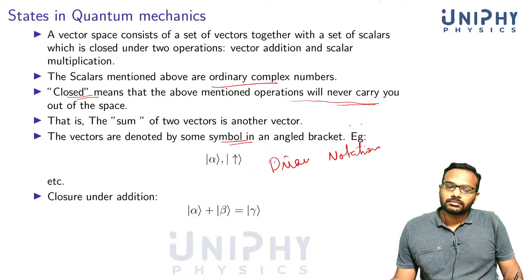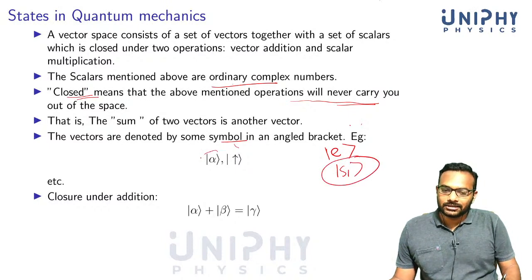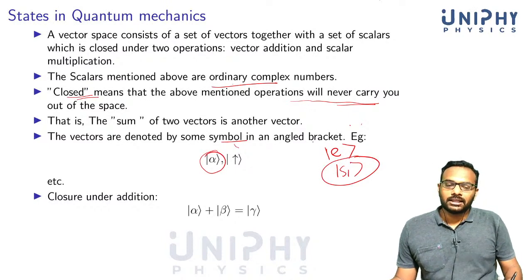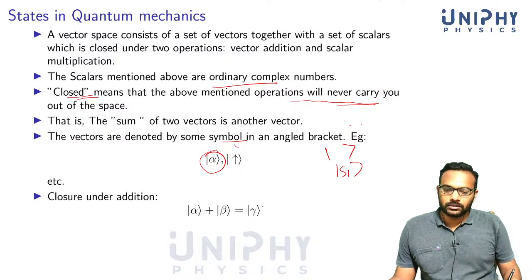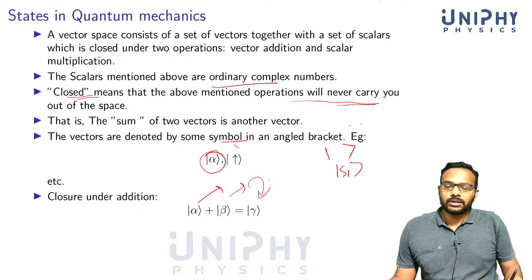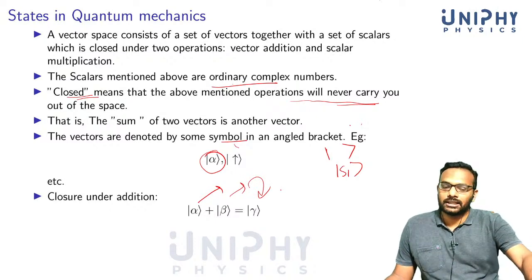Now you will see that it's not surprising. It's not a coincidence that we chose to write the state of the electron like this. Electron in slit 1, we wrote it like this. This was the notation for a vector, and there's a reason why we used the same notation, which you will see soon. And closure under addition means if you take two vectors and add them, you get another vector in linear vector space.